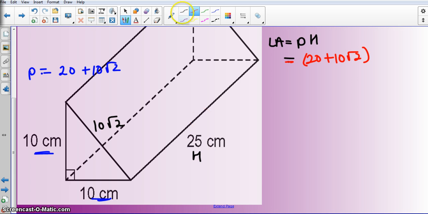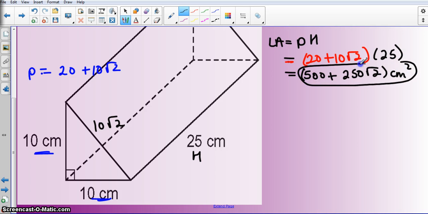times my height, which is 25, and I'm going to have to do the distributive property. So 25 times 20, which is 500, plus 25 times 10, or 250 square roots of 2. And this is in centimeters squared. Now I can't combine those, remember, because one of them has a radical 2.